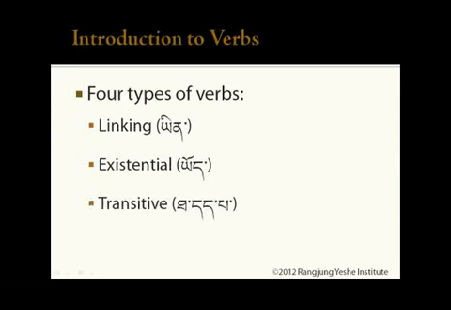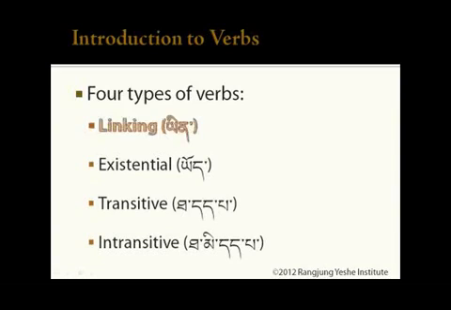Transitive verbs are found in sentences in which an agent acts on an object that is different from itself. And intransitive verbs are found in sentences in which the agent and object are not different. We'll go through each of these 4 types of verbs in turn, but for today, let's start with linking verbs.